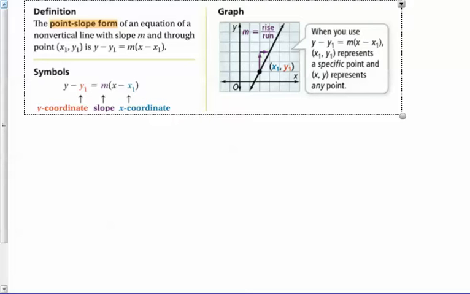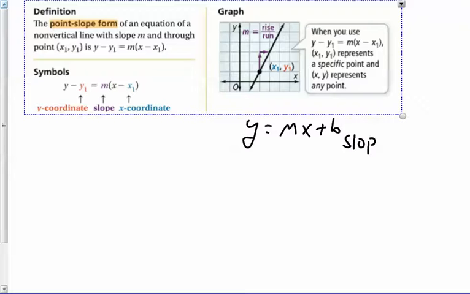Okay, so what I want to talk about is point slope form of a line. There's actually four versions of an equation for a line. You guys know y equals mx plus b. You've heard of that one. And you know that y equals mx plus b is called slope intercept form.